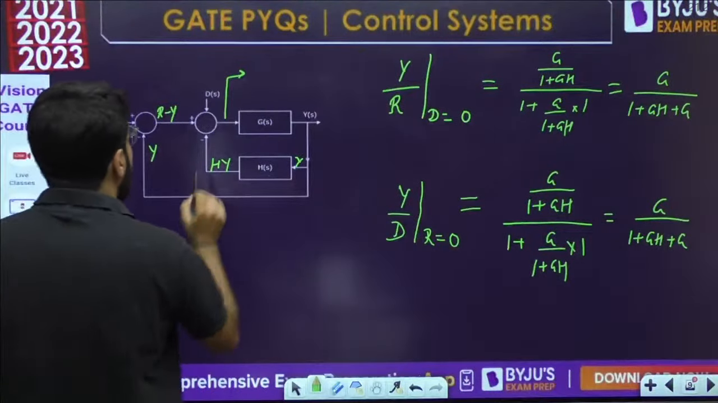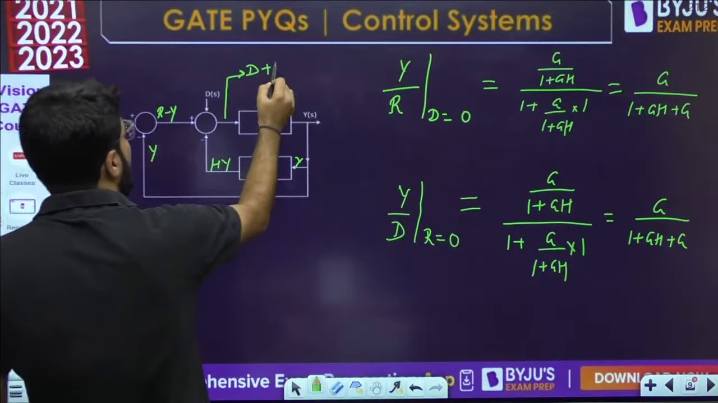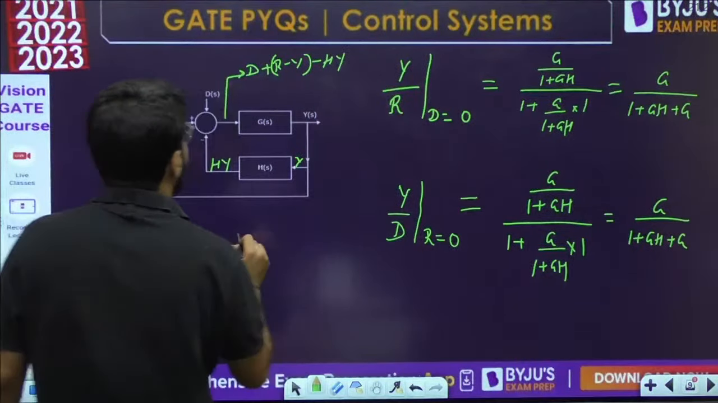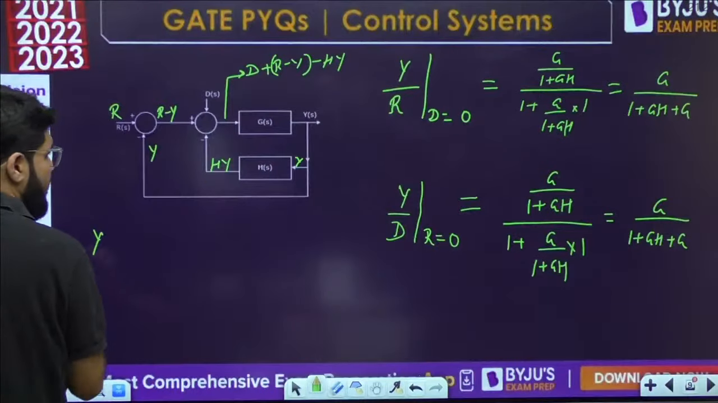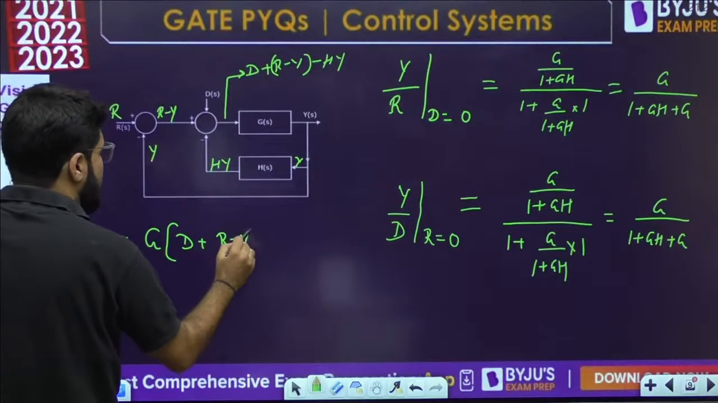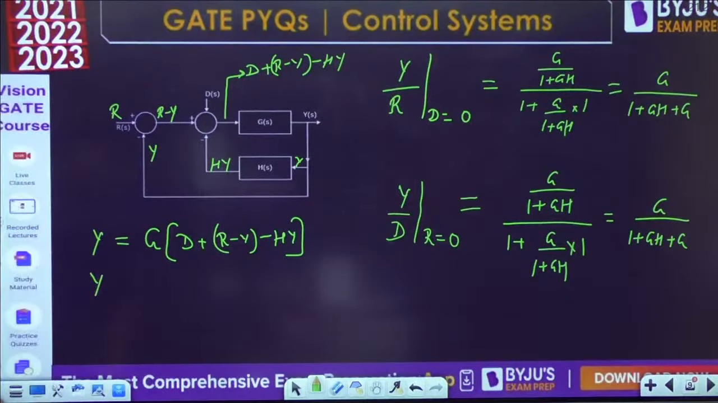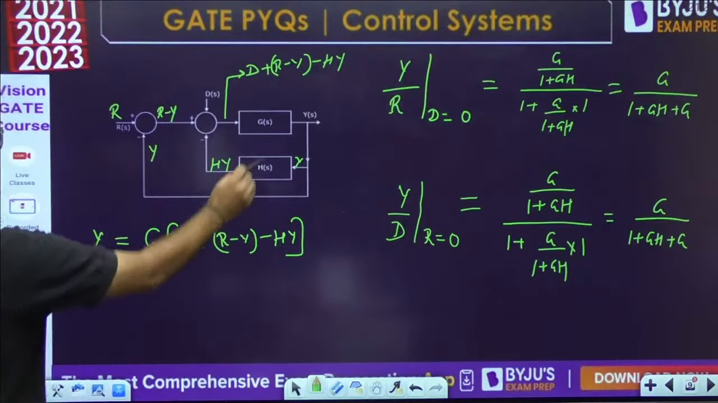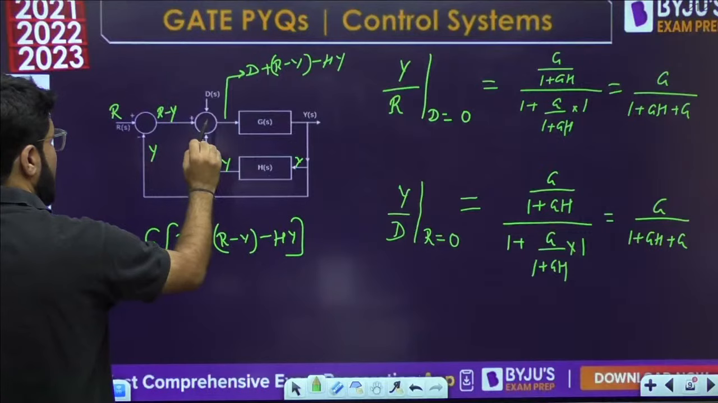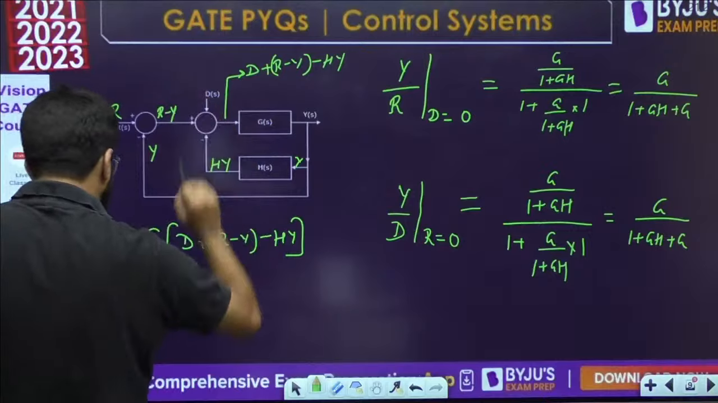So now let us talk about one more thing. What is going to be the signal coming up here? D, plus what is coming from here? R minus Y. What is coming from here? Minus HY. Now this is going to be multiplied by G, and that will give you the final answer. So Y is equal to G multiplied by D plus R minus Y minus HY. Let me recheck it here. This is HY. This is just minus Y. R minus Y, perfect. Now D plus R minus Y minus HY, whole multiplied by G, will give the final answer.